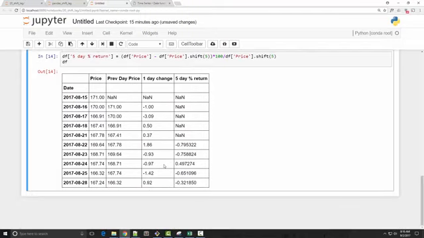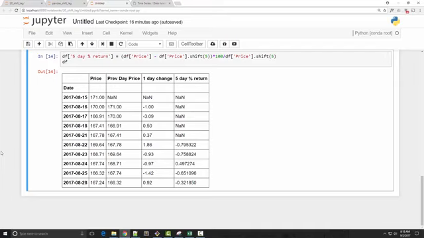When I run this, I will get my 5-day percentage return. For all these days it is not a number because there is no price available before 5 days, but on 22nd the price before 5 days is this, which is 171. So we are doing 169 minus 171 and using 171 as a base price to calculate this percentage return.